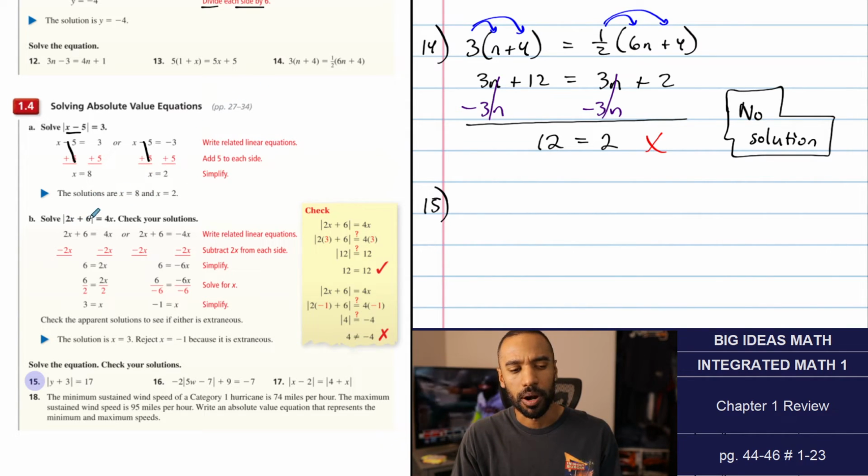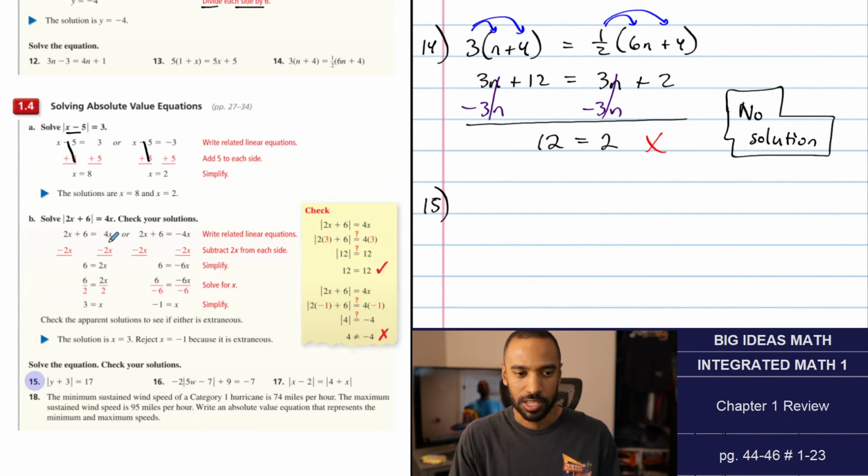The second example, part B, example B, says absolute value of 2x plus 6 equals 4x. Now we can set up the same scenario as we did last time. This has an x on this side, which is going to change something in a bit. But we're setting up the same thing as last time. This 2x plus 6 can either equal positive 4x or negative 4x.